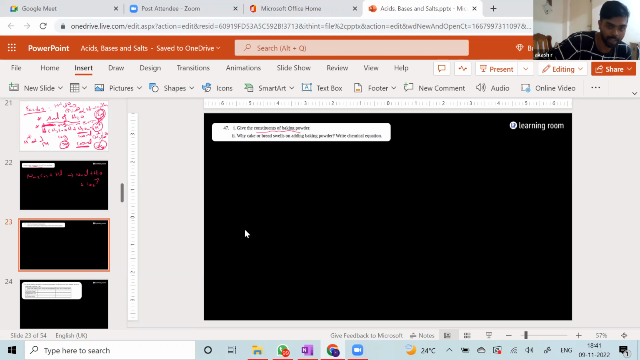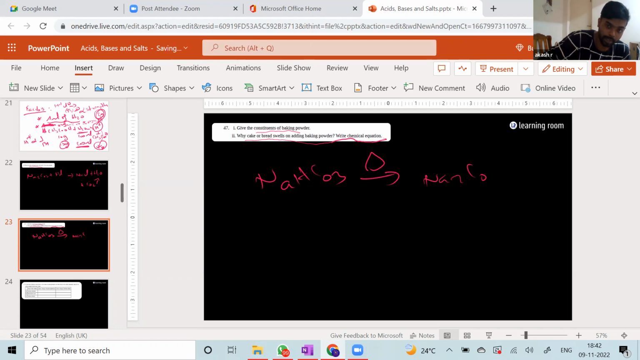Next. Give the constituents of baking powder. We know what they are: NaHCO3 and tartaric acid. Why does cake or bread swell on baking with baking soda? Write the chemical equation. Carbon dioxide is formed, carbon dioxide is going to get released. I think if you heat NaHCO3, that is your baking soda, you are going to form Na2CO3 plus CO2.